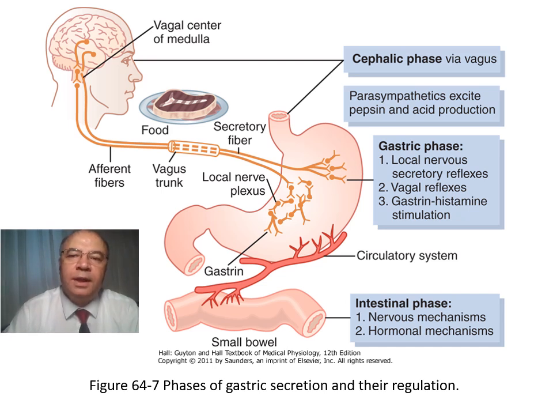So in the cephalic phase, parasympathetics excite pepsin and acid production. In the gastric phase, local nervous secretory reflexes, vagal reflexes, and gastrohistamine stimulation all increase gastric secretions, hydrochloric acid, pepsinogen, etc. And then in the intestinal phase, nervous mechanisms and the hormones released from the intestine affect the secretion in the stomach.